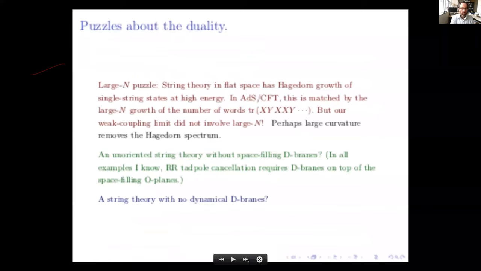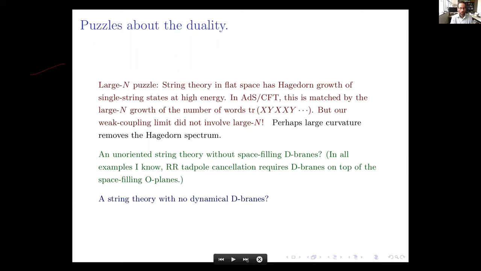So there are some puzzles about this duality, which we certainly haven't answered, and most of them revolve around the fact that there's no large N in the 3D Ising model. And one way to state it is that string theory in flat space has a Hagedorn exponential growth of single string states at high energy. And in usual examples of AdS/CFT, this growth of the density of states is matched by the growth of the number of words made out of traces of products of matrices, N by N matrices. And that only keeps growing at asymptotically large energies if N is asymptotically large. The fact that our weak coupling limit doesn't involve any kind of large N seems like a problem for this. And basically the only possible excuse is that maybe large curvature of the target space removes the Hagedorn spectrum.